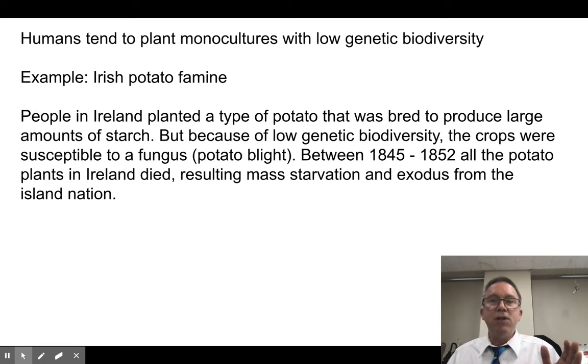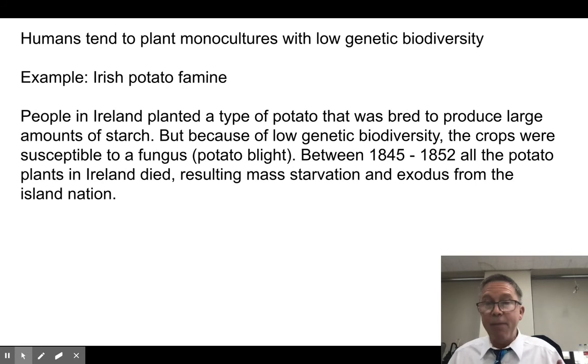tended to reduce the genetic biodiversity of the crop. So what happened was in 1845, this fungus came along called the potato blight. Probably it just had a mutation that made it more able to infect this particular genotype. And as a consequence, in just a few years, pretty much all the potato plants died.